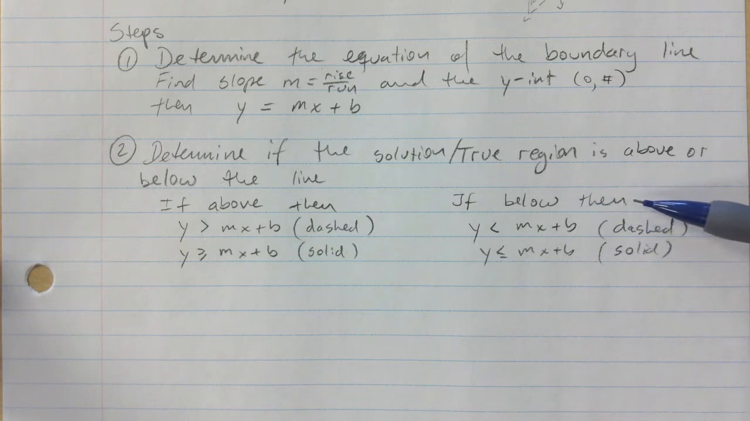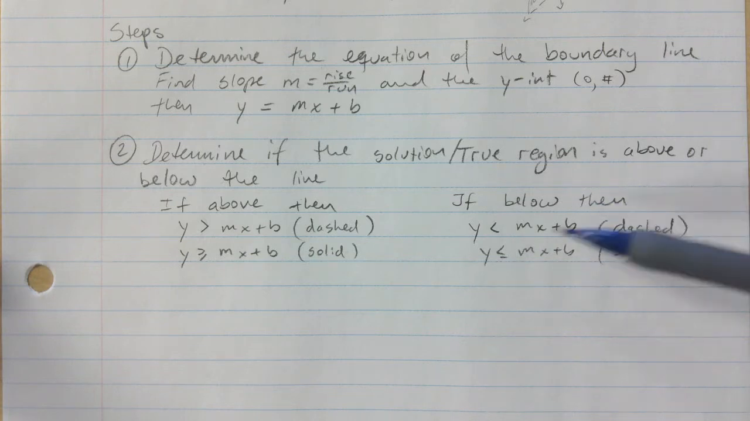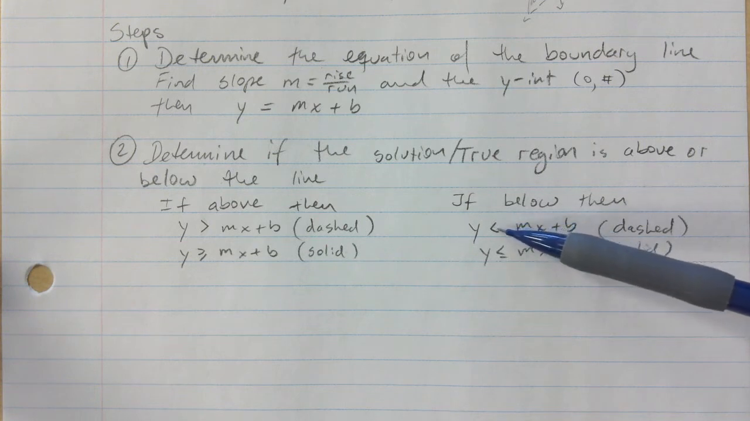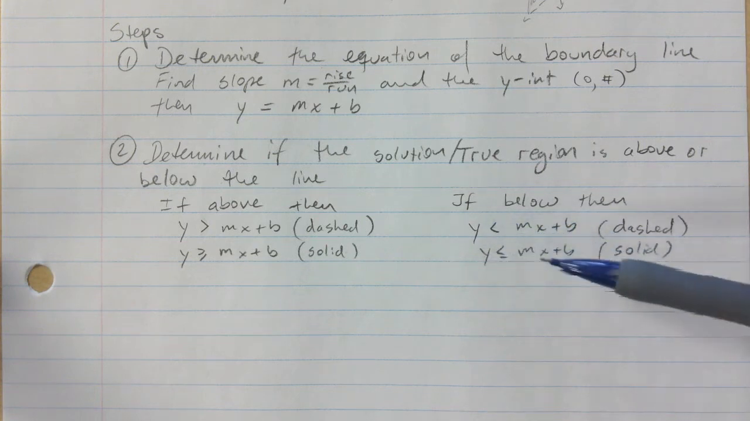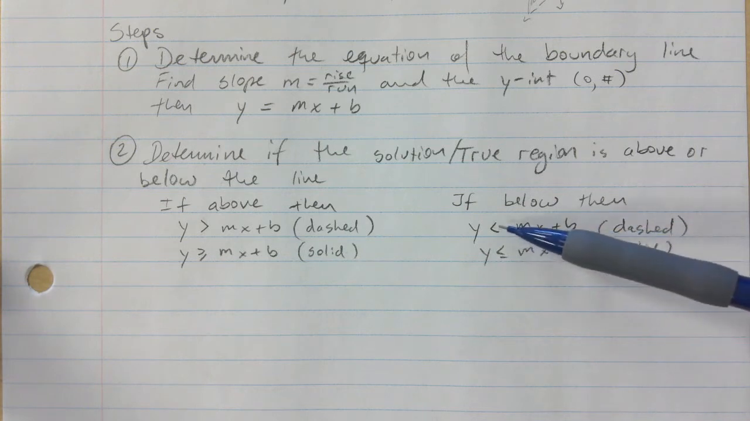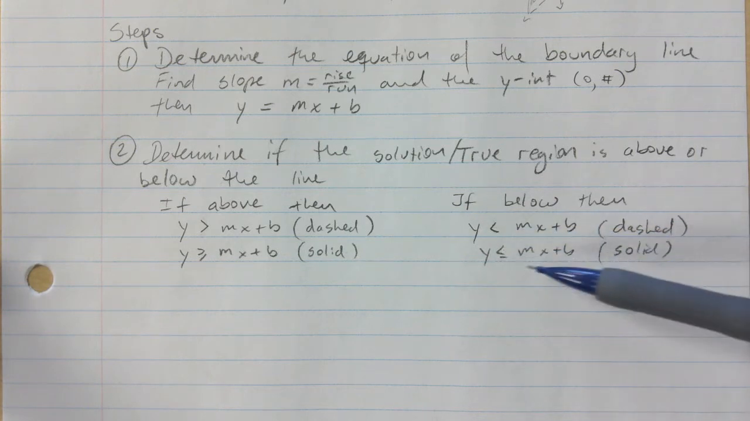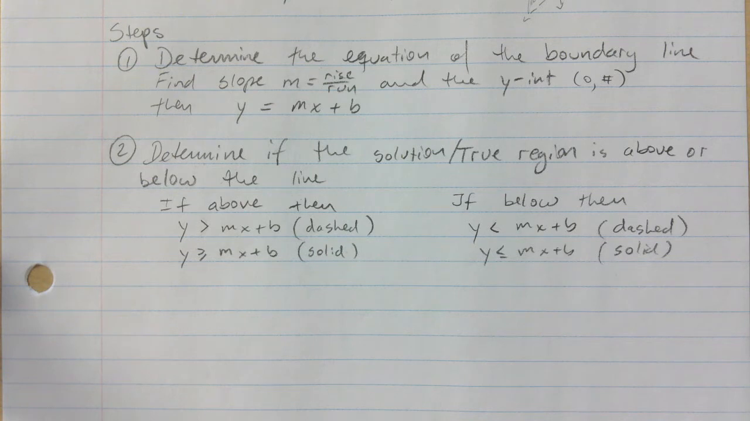If below, then we have less than, and y is obviously isolated. And then it's dashed if it's just like this, or solid if it has the equal to. It's important to note that if it's a solid line, then points on the line are part of the solution, or part of the true region. Whereas if it's dashed, the line is not part of the solution or the true region.